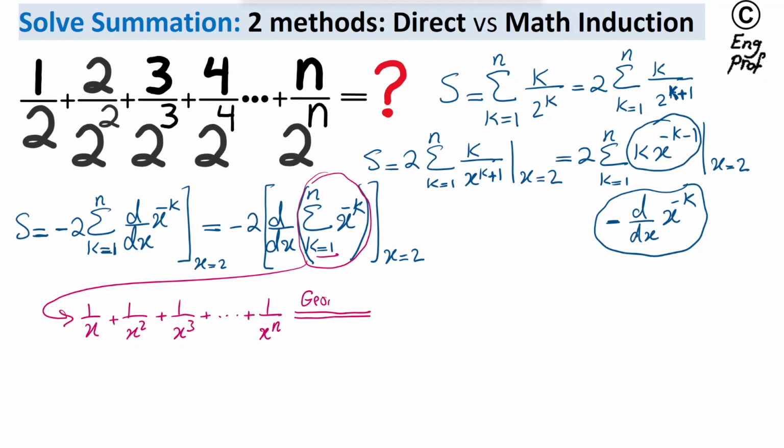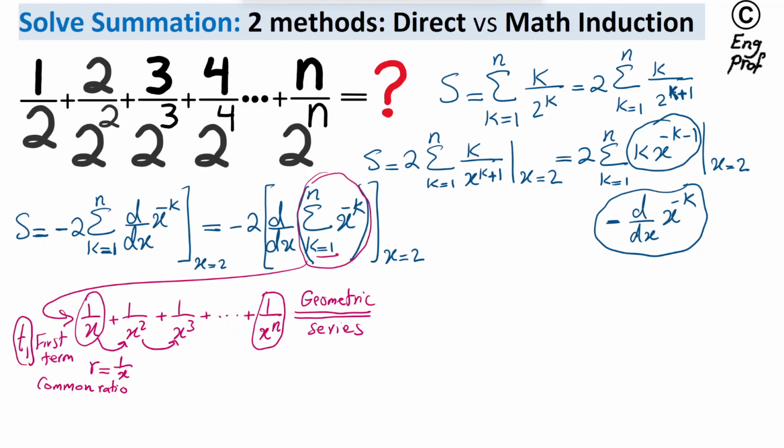So we have a geometric series summation in which the first term is 1 over x. So this is our first term of the summation, and you can see that the common ratio that multiplies each term to get to the next term, r, is simply 1 over x. So that is the common ratio of the geometric series. And then we have the final term, 1 over x to the n. So this is the final term of the series.